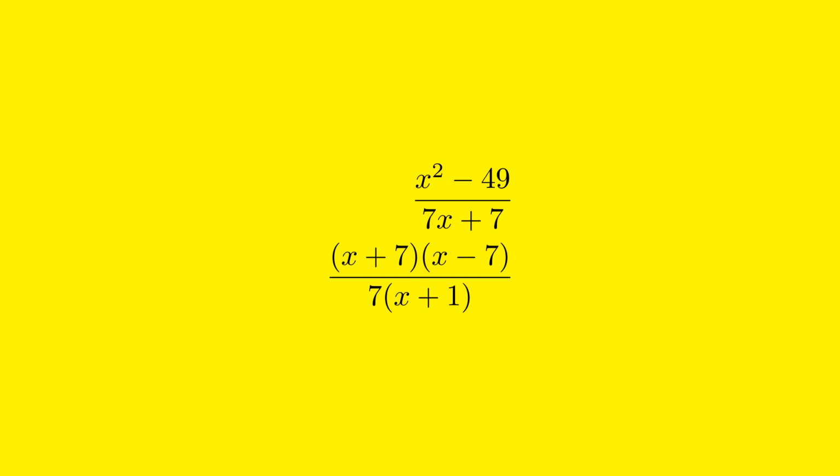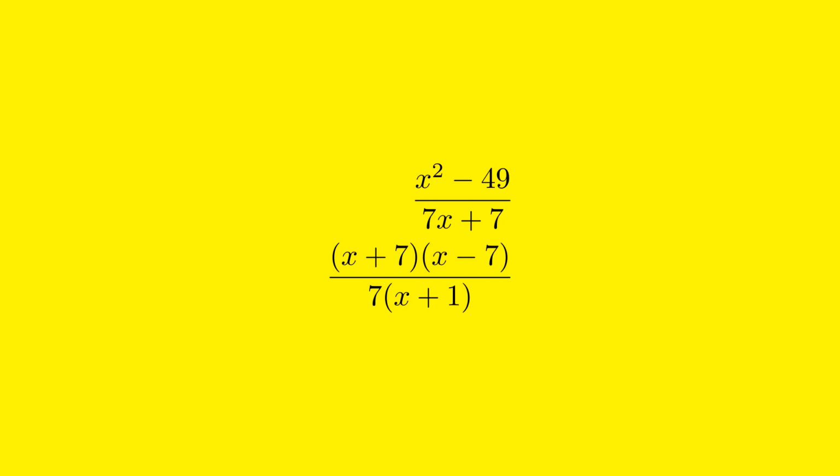Next, let's look at the denominator, which is 7x plus 7. We notice that each term in the denominator contains a common factor. The common factor is 7. To factor out the common factor, we divide each term by 7. So, 7x plus 7 becomes 7 times open x plus 1 close.